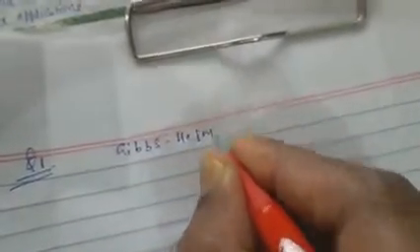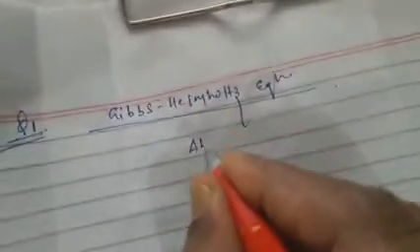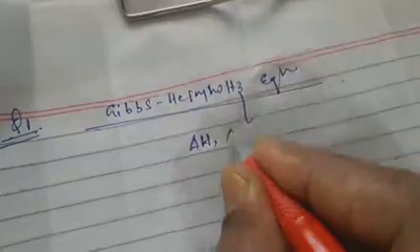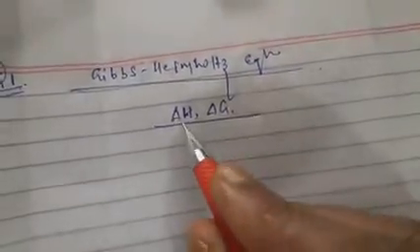Then the first question was that I have to define Gibbs Helmholtz equation in the terms of delta H and delta G, that is change in enthalpy, change in free energy.